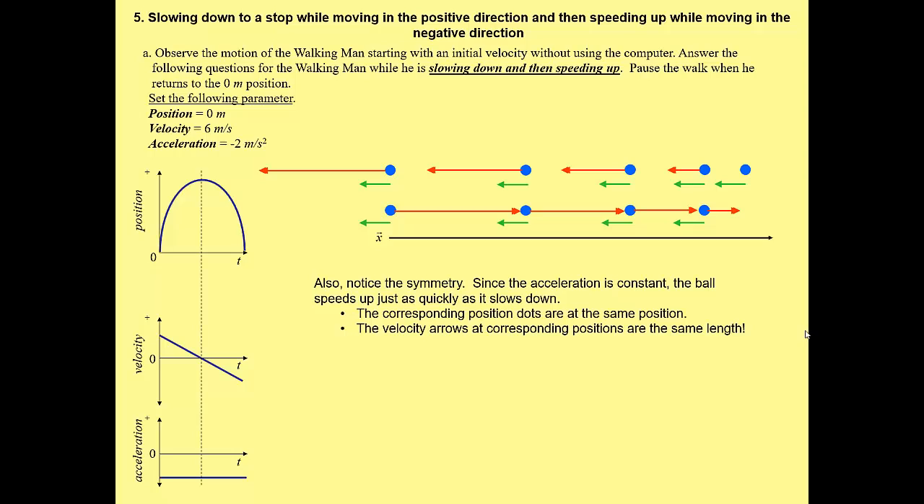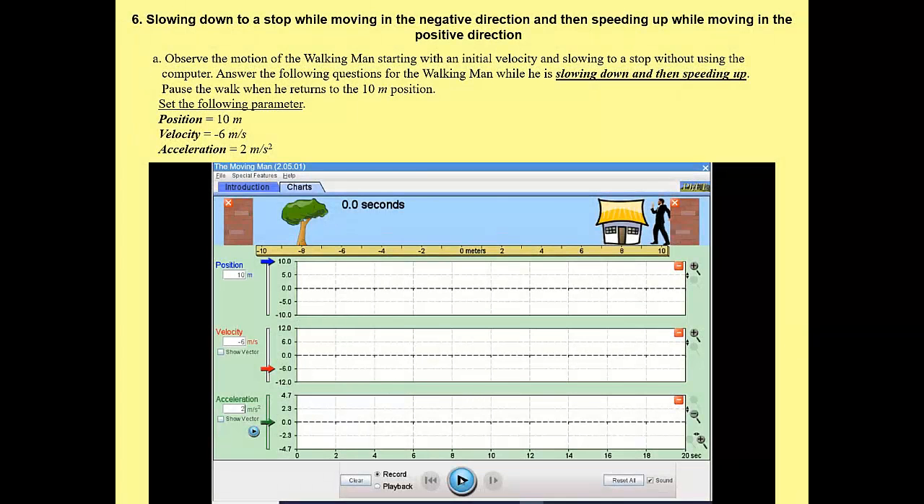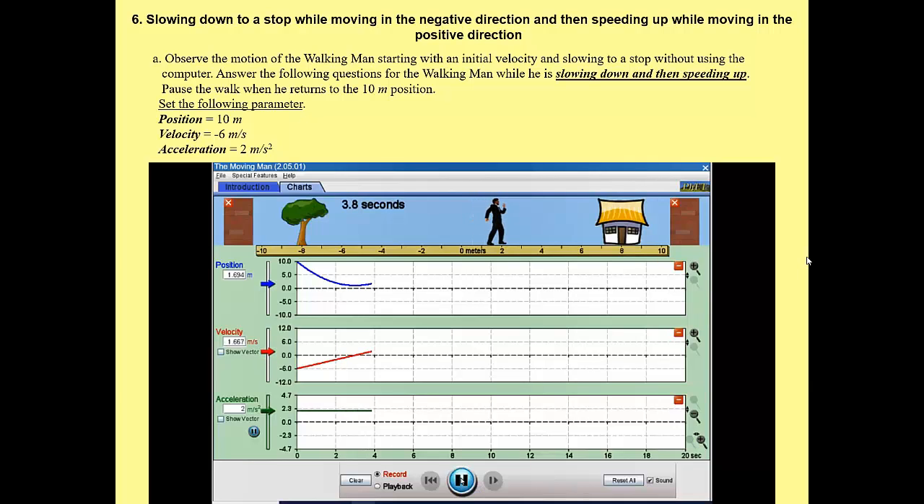All right, so I want to do the same thing here with number 6, except I'm going to go a lot quicker because it's really the same, just pointing in the opposite direction. Here he's going to start at position 10, so he's starting way out here. He's moving to the left at 6 meters per second to start out, and he has a positive 2 meter per second squared acceleration, and let's watch the motion. So he's slowing down, moving in the negative direction. Flips around and goes back. Notice he didn't stop there, and speeds up on his way back.